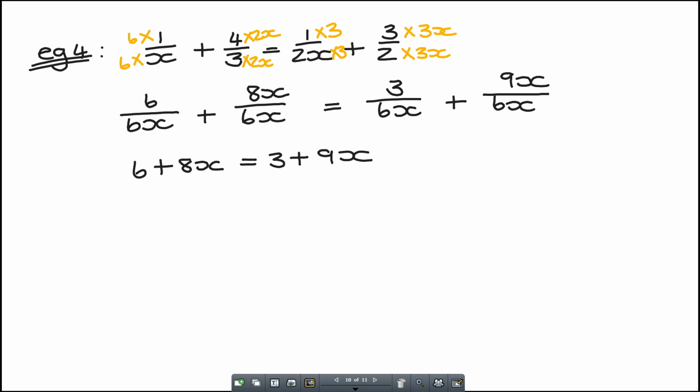Now I take unknowns to the left. So 8x minus 9x is equal to 3. And then take it over, minus 6. So 8x minus 9x. What's wrong? Do you see your mistake or don't you know what's going on?